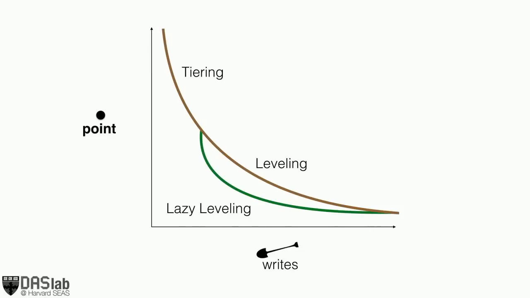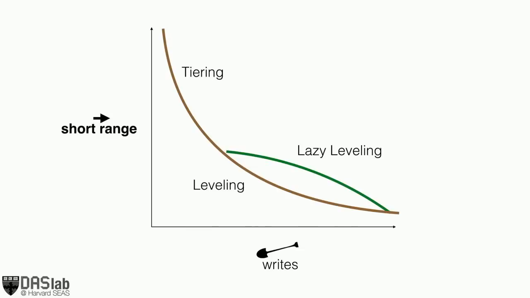Okay, so now we can map all of these designs again onto the read-write trade-off continuum, and now I'm looking at point reads and writes. These curves are generated by varying the size ratio for each one of these designs to enumerate all the trade-offs that they enable. What we observe is that lazy leveling has a cheaper write cost than leveling, but the same point read cost, which means that overall the trade-off curve for lazy leveling dominates the trade-off curve for leveling.